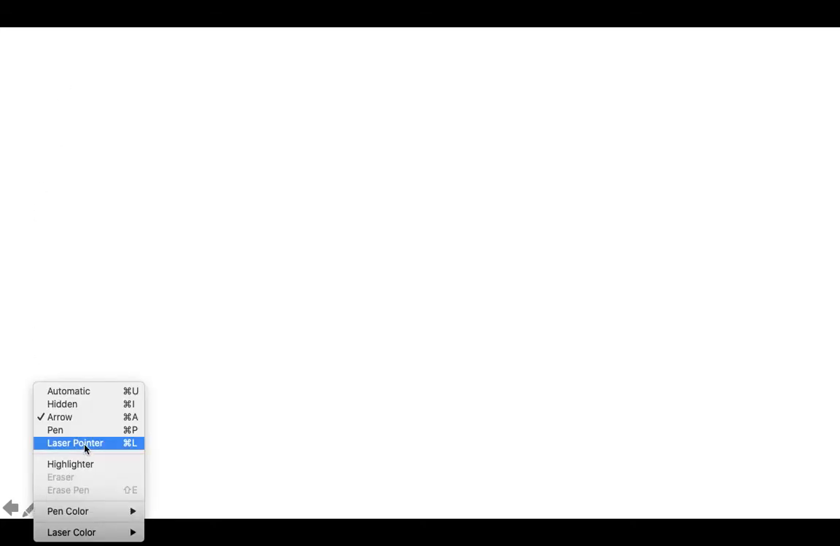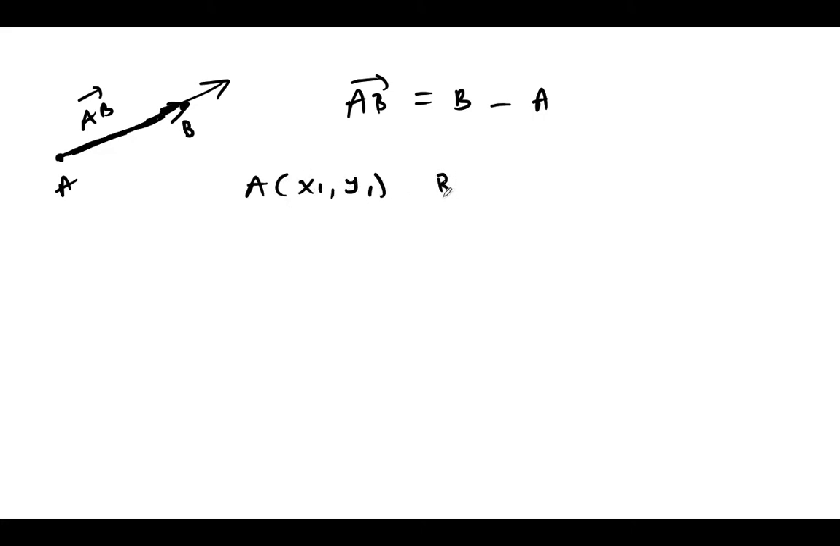Now let me talk about how can I find a vector by using initial and terminal points. So imagine this is your vector, and this is point A, and this is point B. If you want to find the vector AB, how can I do this? Vector AB is equal to coordinate of B minus coordinate of A. So if A is x1, y1, and B is x2, y2, then my vector AB will be B minus A, so x2 minus x1 comma y2 minus y1.